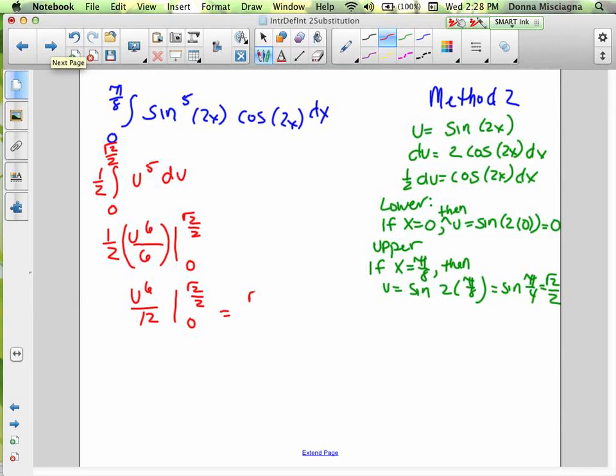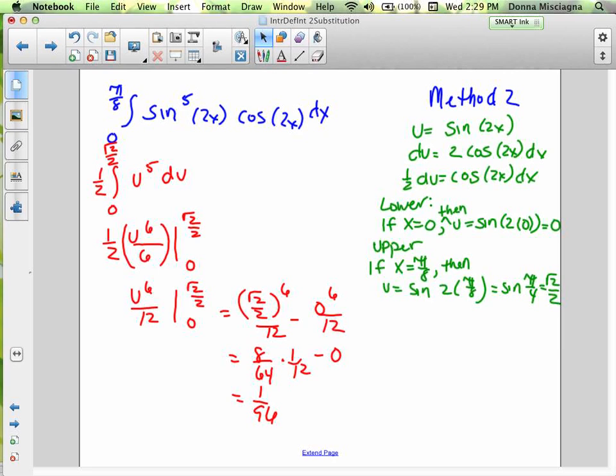So that would be the square root of 2 over 2 to the 6th power divided by 12 minus 0 to the 6th power divided by 12. All right, so the square root of 2 to the 6th power, that's just the same as 2 cubed, and that's 8. 2 to the 6th power, that is 64. And then times 1/12. 0 to the 6th power divided by 12 is 0. And that does reduce to 1/8 times 1/12, 1/96. So you see, you get the same answer.